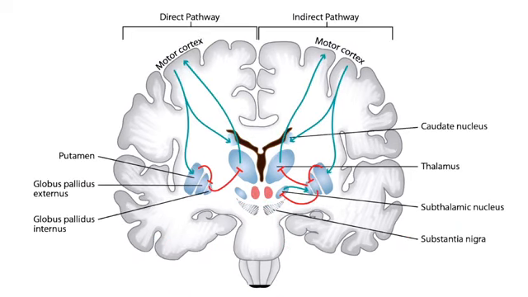On the left, we've demonstrated the direct pathway, and on the right, we've demonstrated the indirect pathway. It's important to recognize that both the indirect and direct pathways are on both sides of the brain, but for simplicity in this lecture, we will illustrate the indirect and direct pathways separately on separate parts of the brain. So now let's first discuss the direct pathway.